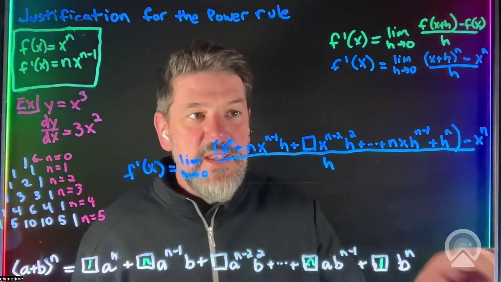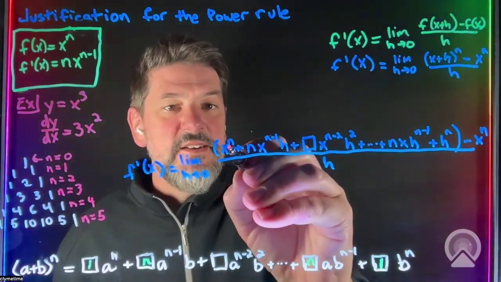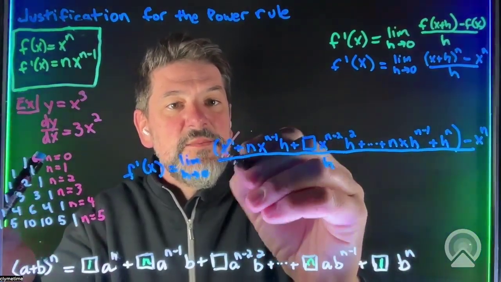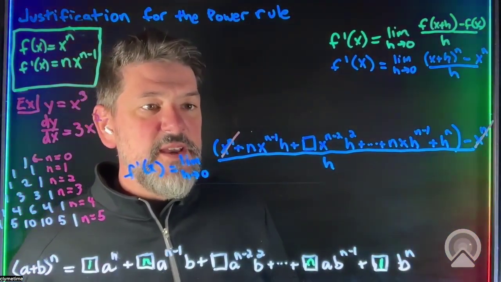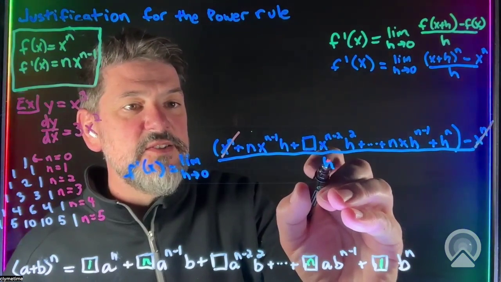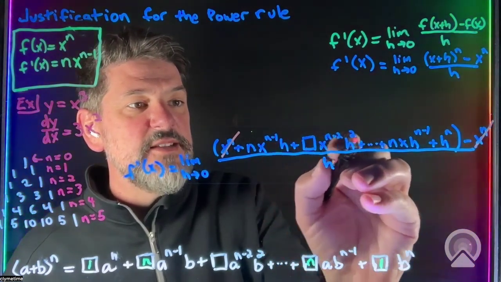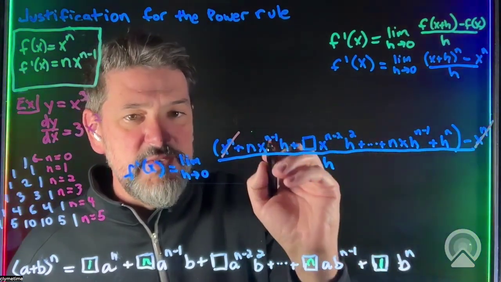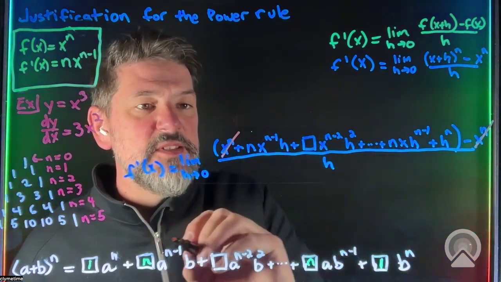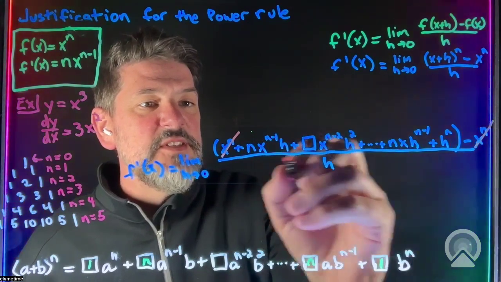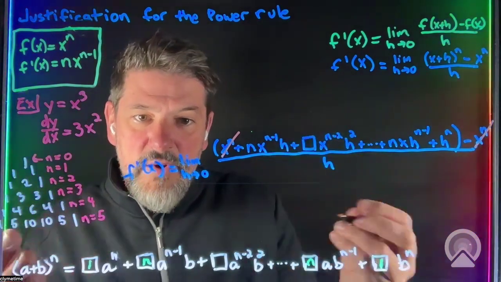Okay, and so here's where the magic happens: we have a lot of cancellation, and this is what I want you to see. We have x to the n here, and we have x to the n here. So the x to the n term disappears because of that. And then we have an h here, and so every term that has an h will lose one of its h's, because we can basically divide out an h and cancel it with the denominator.